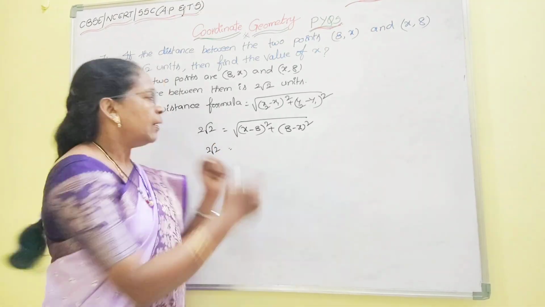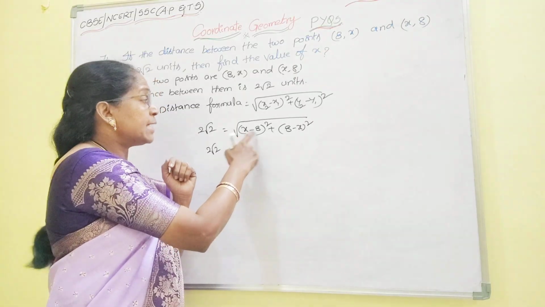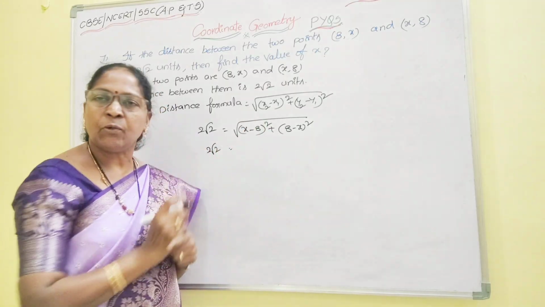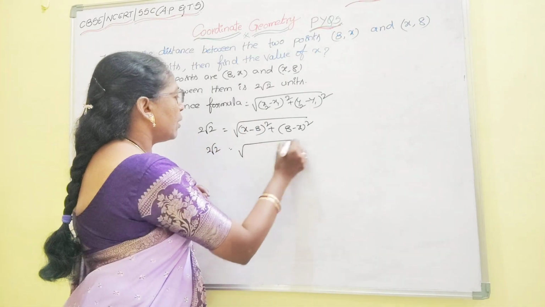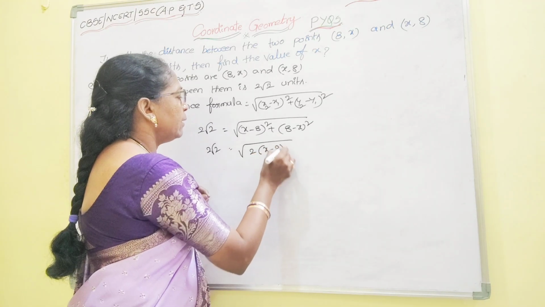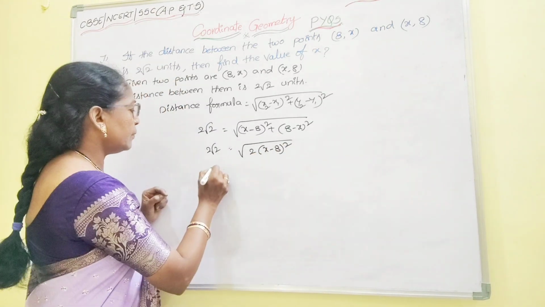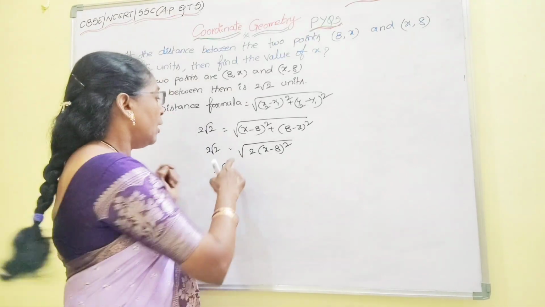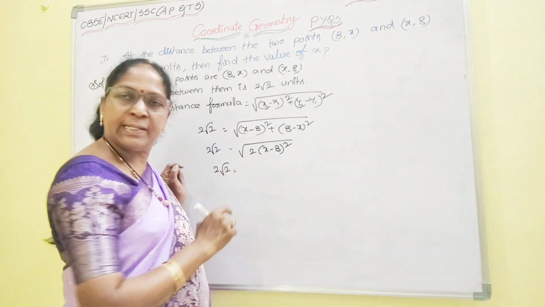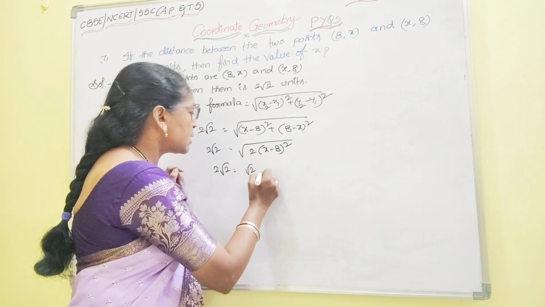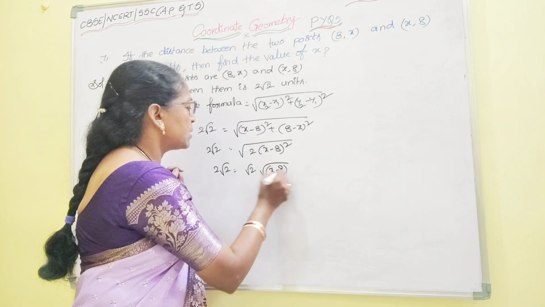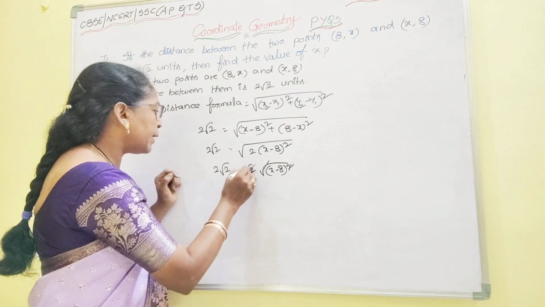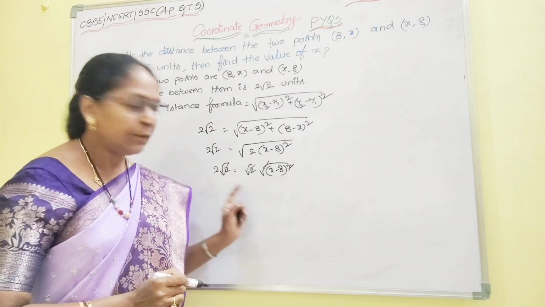Next is simplification. See here, if you observe, this is (x minus 8) whole square plus (8 minus x) whole square, both are the same. So how many times (x minus 8) whole square? 2 times. So square root of 2 into (x minus 8) whole square, like that we can write. Now 2 root 2 equals, write it in a separate way: square root of 2 into (x minus 8) whole square is nothing but root 2 and square root of (x minus 8) whole square. Here square and square root will be cancelled. Here root 2 and here root 2 also. On both sides root 2, you can cancel easily.